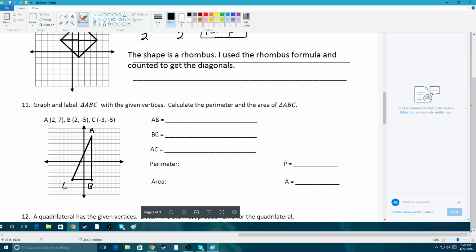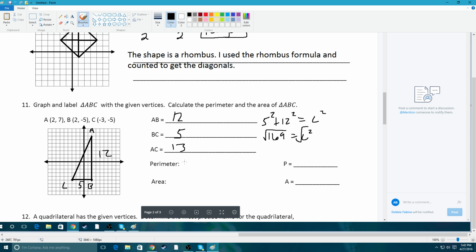So AB going straight up and down 1, 2, 3, 4, 5, 6, 7, 8, 9, 10, 11, 12. Okay, you can just count, it's 12. BC 1, 2, 3, 4, 5. So to find AC, we can just use Pythagorean theorem since it's a right triangle. 5 squared plus 12 squared equals C squared. That comes out to 169 equals C squared. When you square root both sides, we get AC is equal to 13.